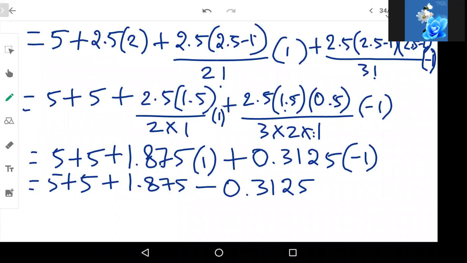Now here the final simplification: 5 plus 5 plus 1.875 minus 0.3125. So Yx, finally you will get 11.56. So this is the y value when x is equal to 7. Is it clear? This is how you find the y value when x is equal to 7. The only thing is you have to remember this formula and solve it.